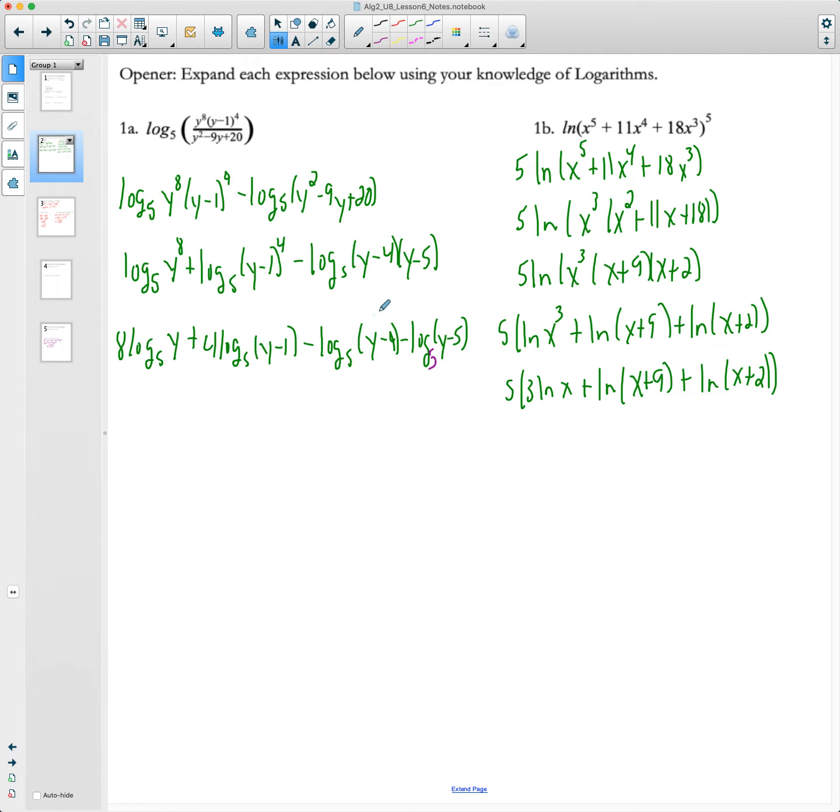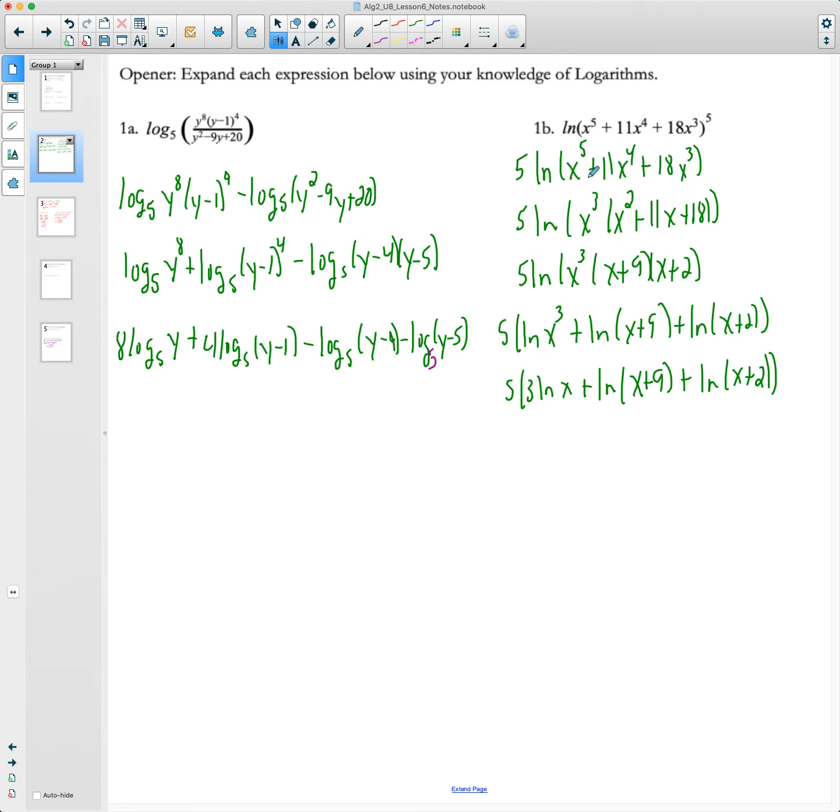Okay, now moving on to 1B. We have the natural log here. The major operator here is that we have the entire argument raised to a power. To get to the internal pieces, we have to take care of this 5 first. So we're going to move that 5 out front, and we get 5 natural log of x to the 5th plus x to the 4th plus 18x cubed.